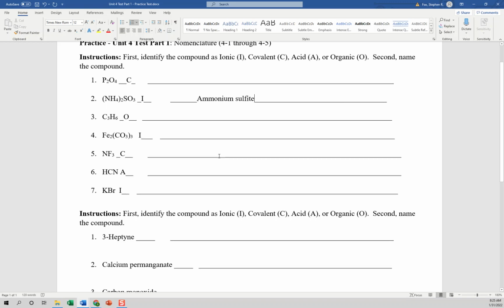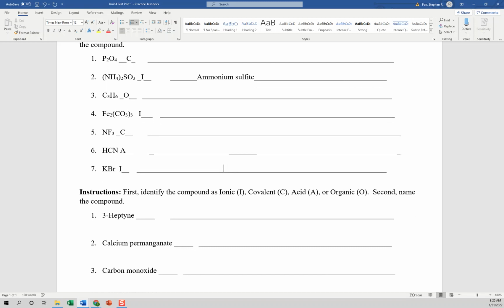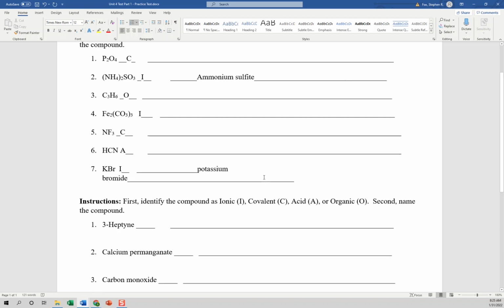I'm going to go down here for this ionic compound because that's an easy one. Potassium is the name of the metal, and it's not a multivalent ion, so it doesn't need a Roman numeral. And then bromide.